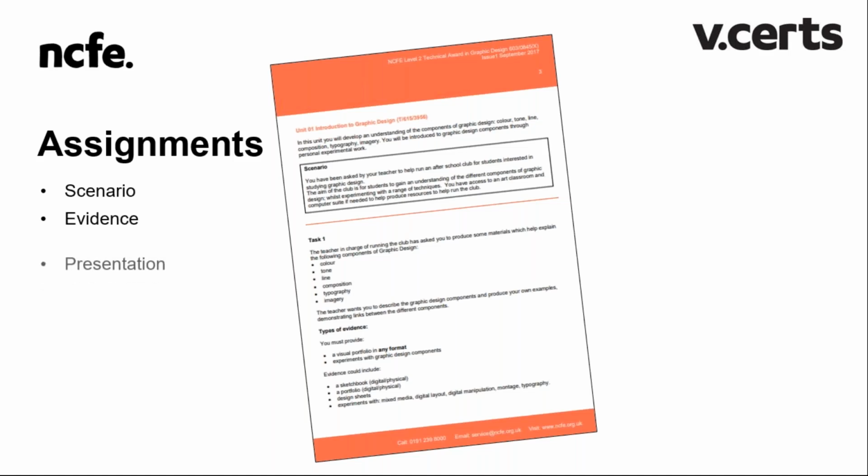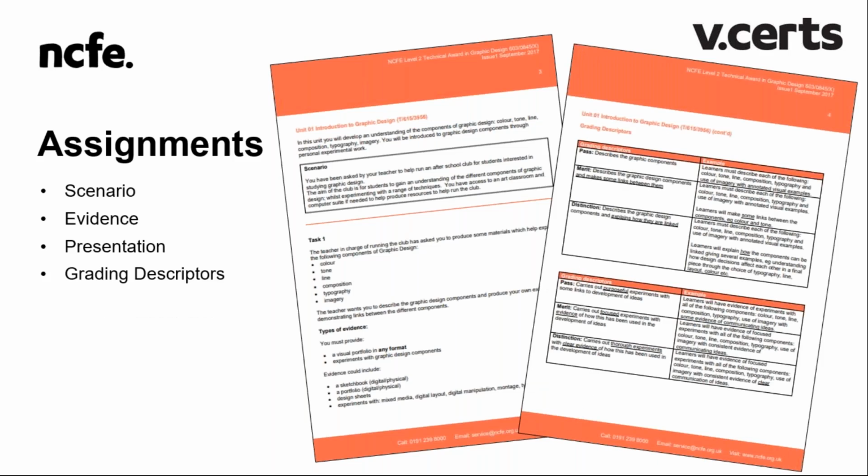And then the way the evidence can be presented. And we've tried to keep this as open as possible to appeal to many different types of learners. And then also on the following page, we have the grading descriptors. This is what the learners will see, and this is what they need to achieve in order to get a grade. And that's what the assessor is going to be using when marking the assignment. It's what the external quality assurer is going to be checking when they're reviewing the work as well.